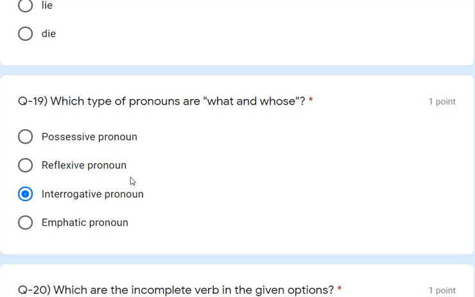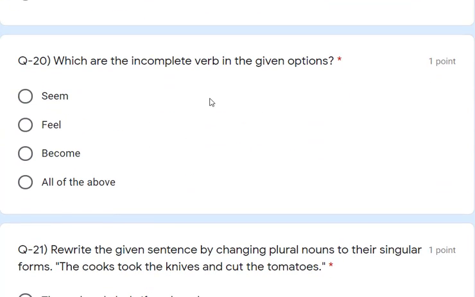Which are the incomplete verbs in the given options? Incomplete verbs: seem, feel, become. All of the above are incomplete verbs. Right? Seem, feel, and become, all of them are incomplete verbs.